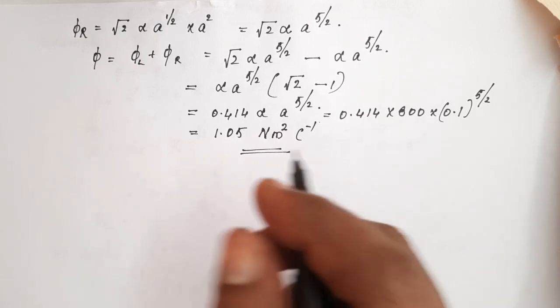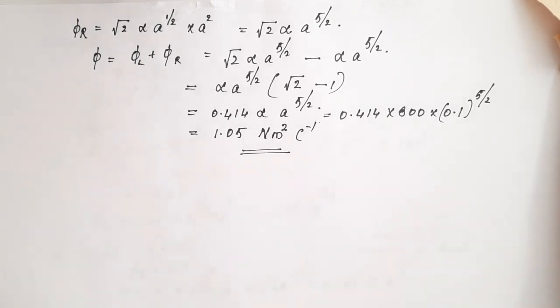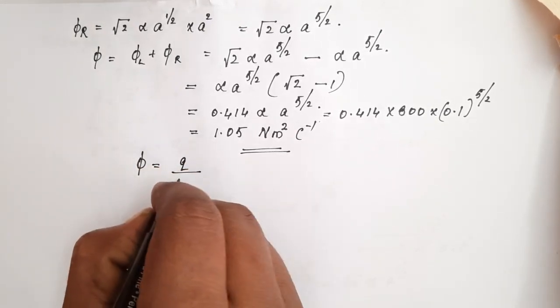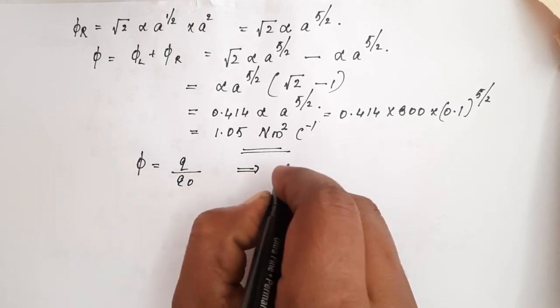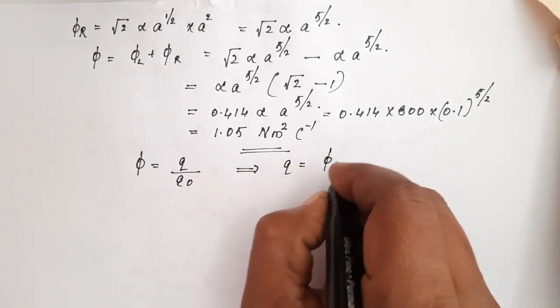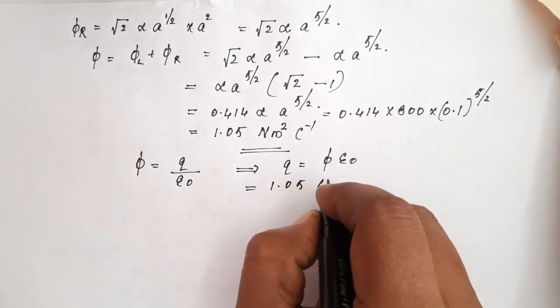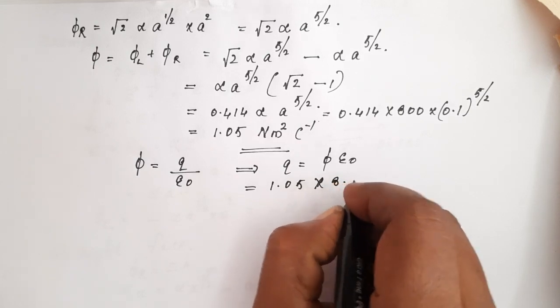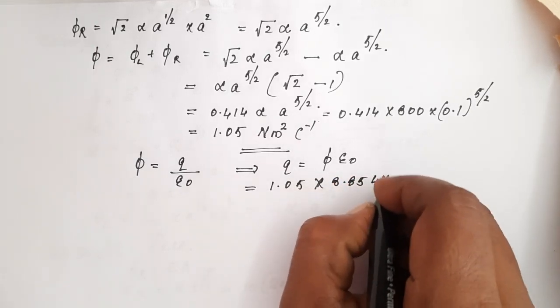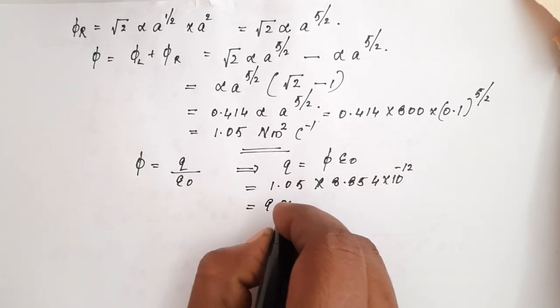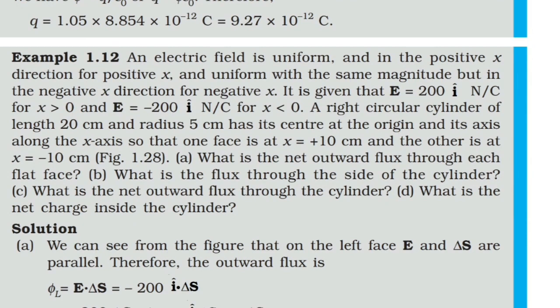Now coming to the next part of the question. In the next part it is asked, what is the charge within the cube? We are asked to find charge. That is very easy because Gauss's law gives phi is equal to q by epsilon 0, which implies q is equal to phi epsilon 0. So substituting for phi, 1.05 into epsilon 0, which is 8.854 into 10 raised to minus 12, we get the answer 9.27 into 10 raised to minus 12 coulomb.